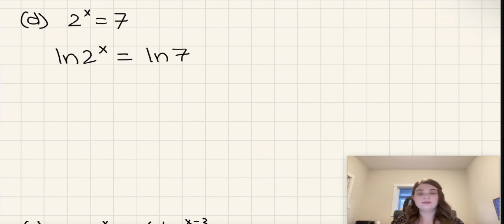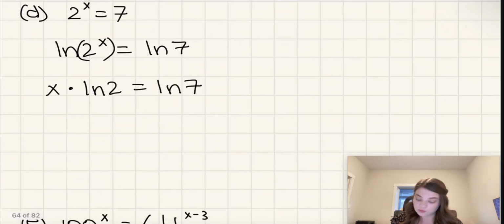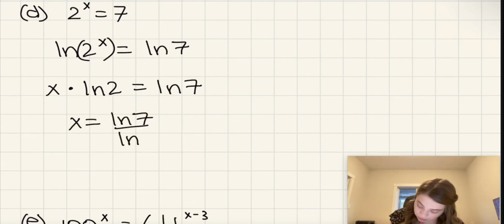Then I'm going to put the x out in front, right? Because recall that for all logarithms, including the natural logarithm of ln, we can put x in the front when we have it as the exponent. So therefore, we have x times ln 2 is equal to ln 7. Then if we divide both sides by ln 2, we get x is equal to ln 7 over ln 2.